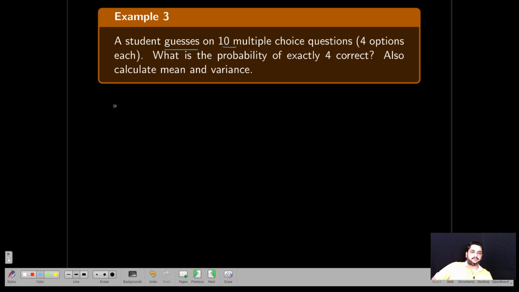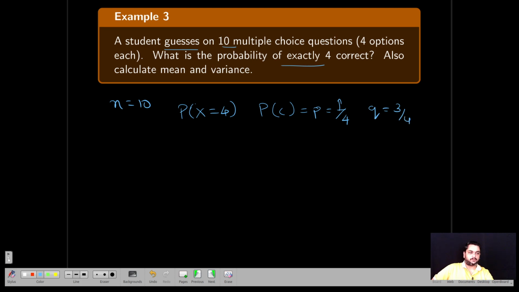So now the student guesses 10 multiple choice questions. So n equal to 10. 4 options each. What is the probability of exactly 4 correct? Why does it follow Bernoulli trials or binomial distribution? Answering a question correctly, probability of success, is 1 by 4, 1 correct option out of 4 options. Similarly, q is equal to 3 by 4, 1 minus 1 by 4. Definitely it follows Bernoulli trials. So all 10 questions are independent here.